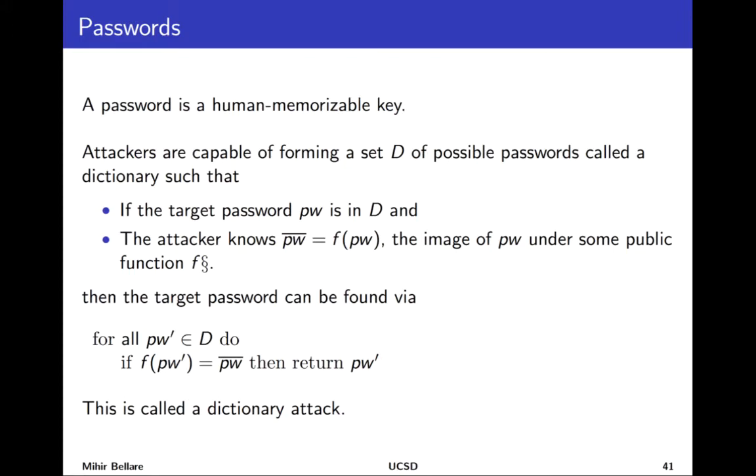How does this attack work? It assumes that the attacker knows some image of your password under some public function. There's some function that it can itself compute, like a hash function, and the adversary has this hash result. Once that's the case, it can easily find your password if it lies in the dictionary by trying every dictionary password, and for each of them it will compute f on that and see if it gets back the target, and if so, this input here is likely to be your password.